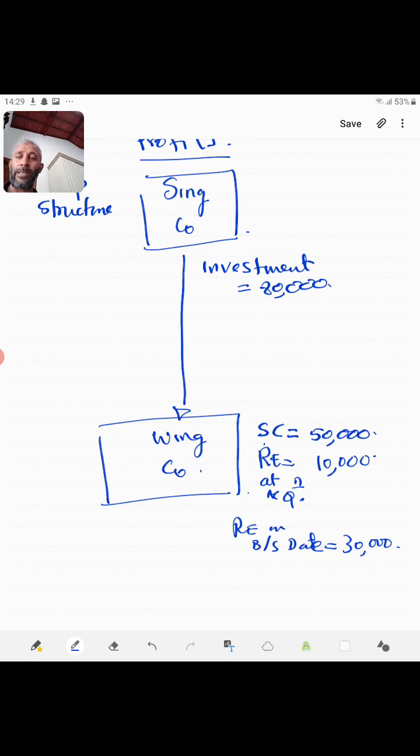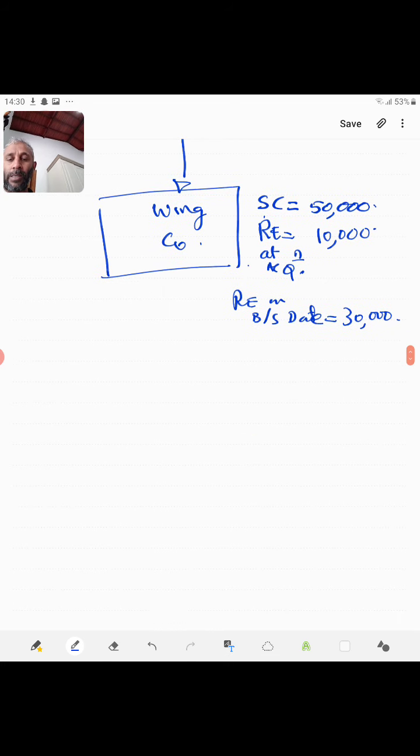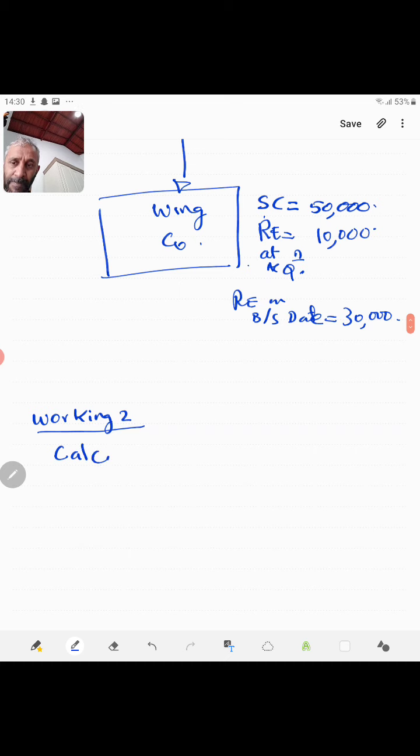This much information is available, which I have jotted down into the group structure. Now, the second working, or second step, is calculating goodwill. Let's see how to calculate goodwill. Working number 2, calculation of goodwill.